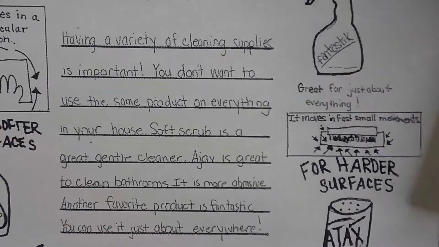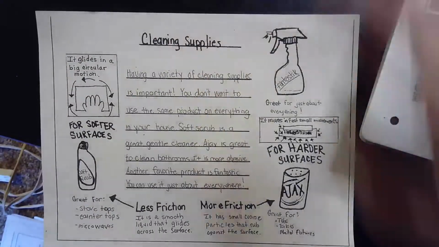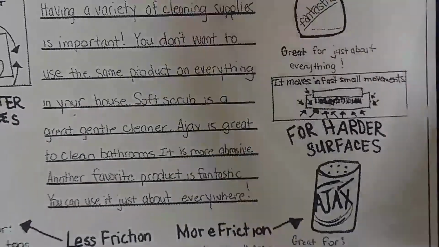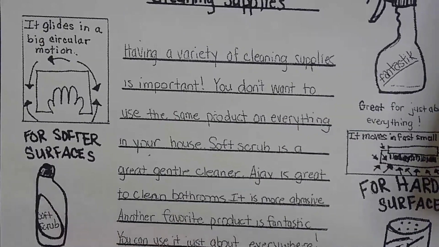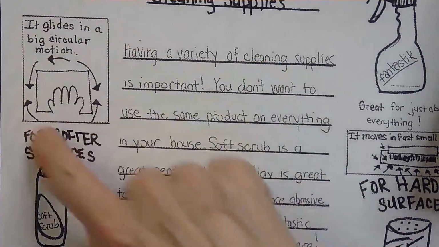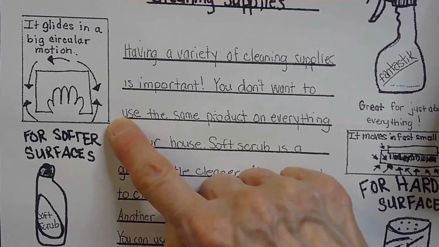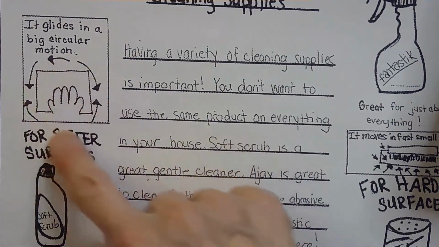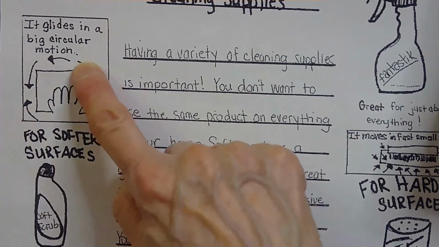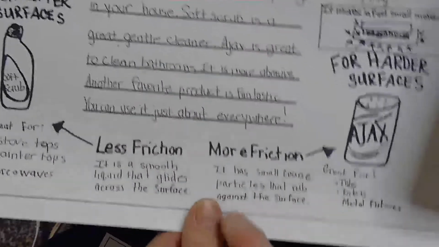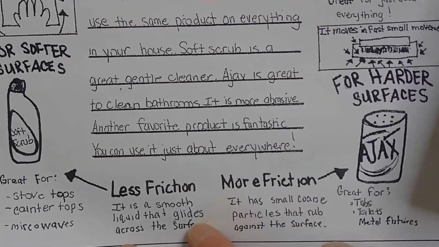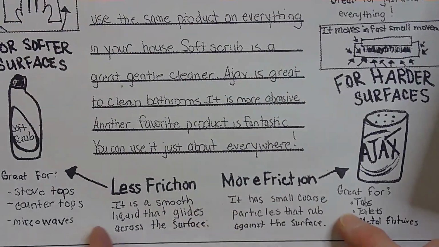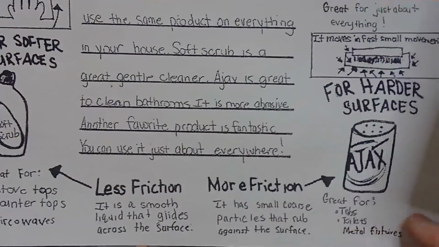And you see, let me zoom out a little bit here. You see that this has more special features, and you're going to see that it also has more science. In this diagram, I said that it glides in a big circular motion when you use the rag with Soft Scrub. I said that with Soft Scrub, you have less friction. It's a smooth liquid that glides across the surface.